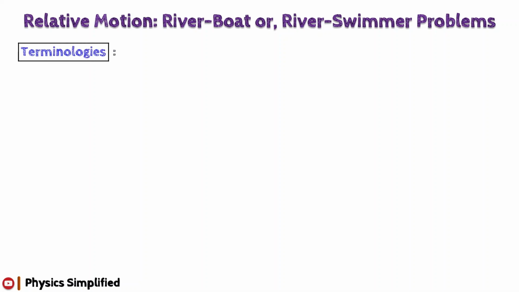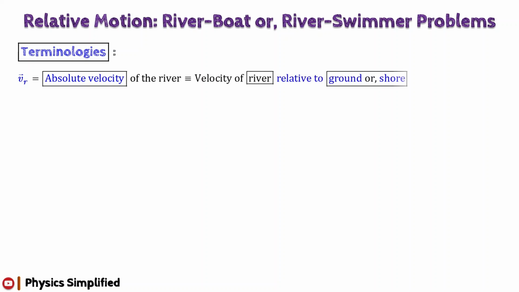Before discussing each term in detail, we must remember, the same logical terms can be used for the case of river swimmer problems also. Now, the first term we come across is vector v suffix r. This represents the absolute velocity of the river, or the river current. We know that the absolute velocity is the velocity of a person, or an object, relative to the ground. So, we can say, this is the velocity of the river, relative to the ground, or shore. We can also consider it as the velocity of the river current, measured by an observer, standing on the shore.